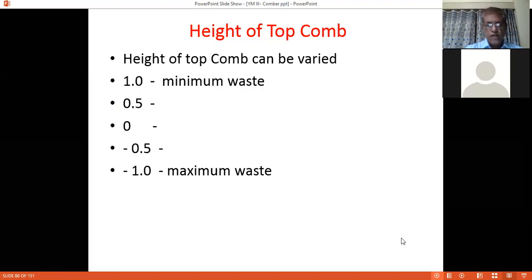So as per our requirement, we can choose the setting, and generally in the industry, the setting is kept at -0.5 or 0. So depending upon the height of the top comb, noil percentage will be different, and this parameter affects the comber performance and noil percentage.